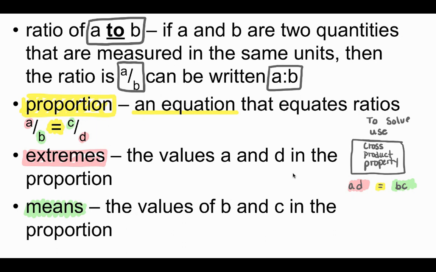So we're going to do a lot of work with proportions. A proportion is simply an equation that equates ratios. When we have two ratios equal to each other, this is a proportion. The top of the first ratio and the bottom of the second ratio within a proportion are known as the extremes. The bottom of the first ratio with the top of the second ratio are known as the mean values. When we go to solve a proportion, we use the cross product property, which you should have learned in a previous class. Remember that this property simply says that the product of the extremes is equal to the product of the means.